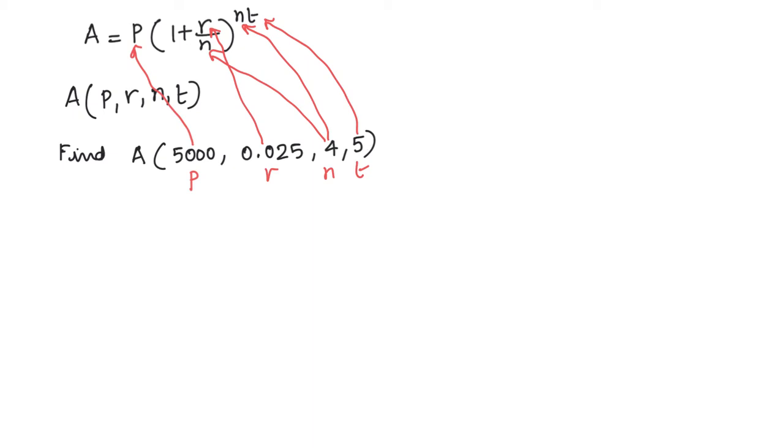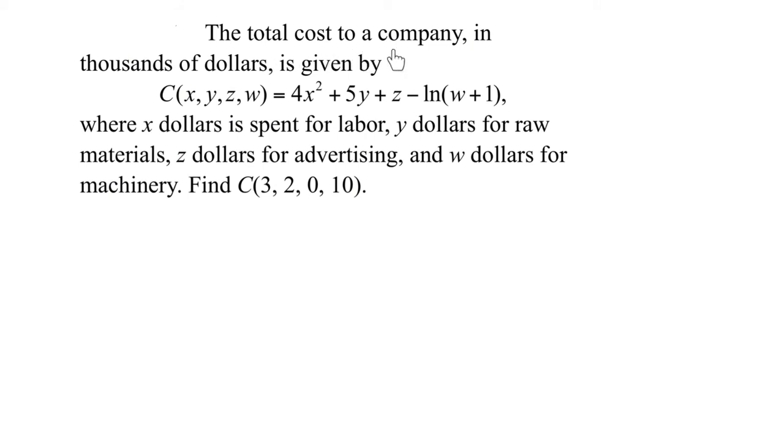Then if you enter this into the calculator, you will get 5663.54. We can interpret this as an investment of $5,000 in an account with an annual percentage rate of 2.5%, compounded 4 times, so it is compounded quarterly, for 5 years. t is the number of years. It has a future value of $5663.54.